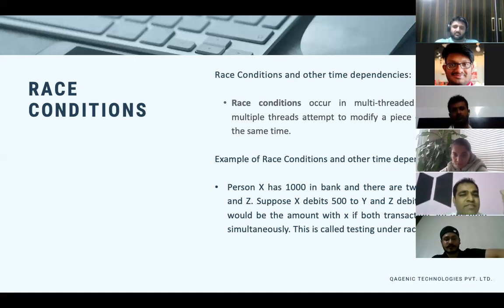Okay. So X is Parambir. Parambir has rupees 1,000 in his bank. Y is Harpreet and Z is Vivek. So X debits 500 to Y, so Parambir puts 500 to Harpreet, and Vivek debits 500 to Parambir at the same time.